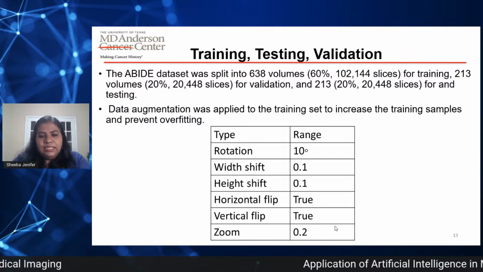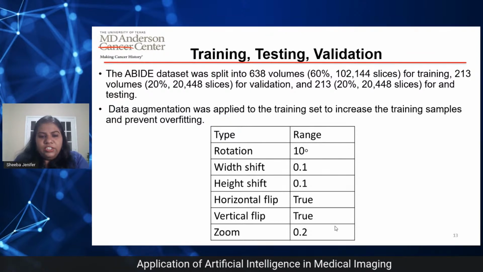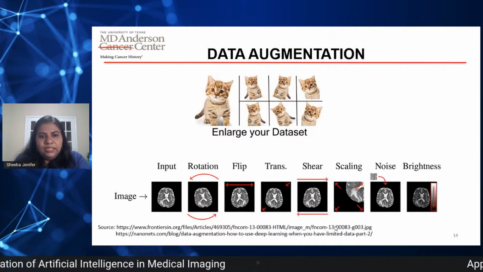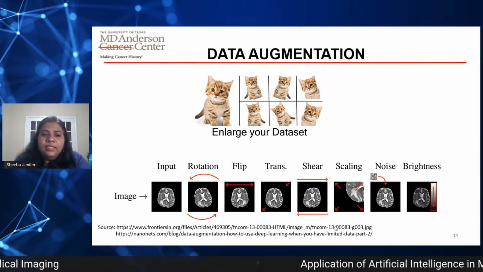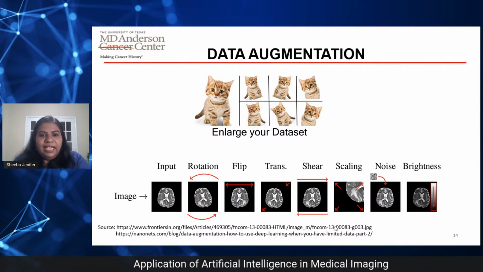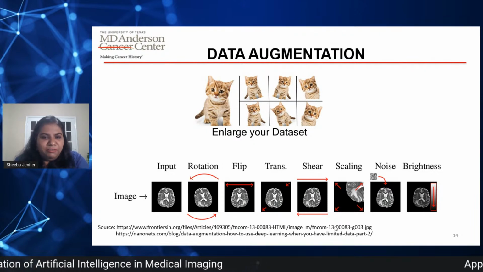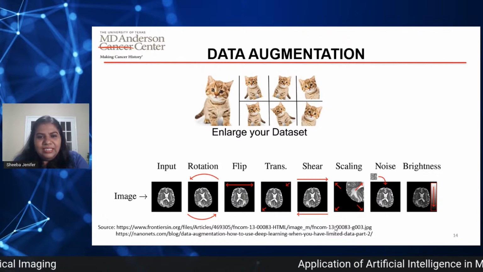This table shows what kind of augmentation we did: rotation, shifting, flipping, and zooming. Just a note about data augmentation, if you're not familiar with the technique: you can see a cat, right? Even if the cat is tilted left or right, it is still a cat. If you flip it or zoom it or stretch it, it's still a cat.